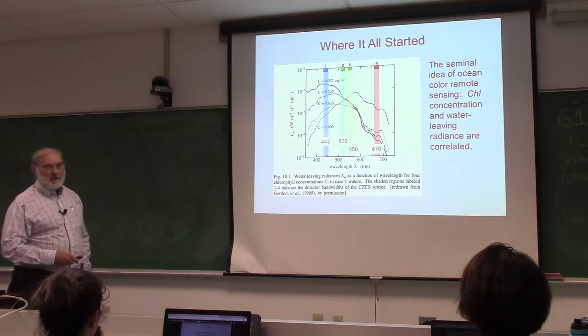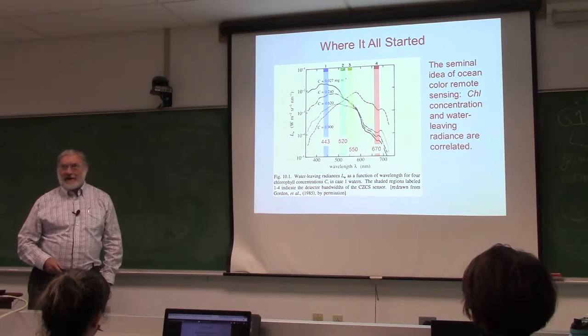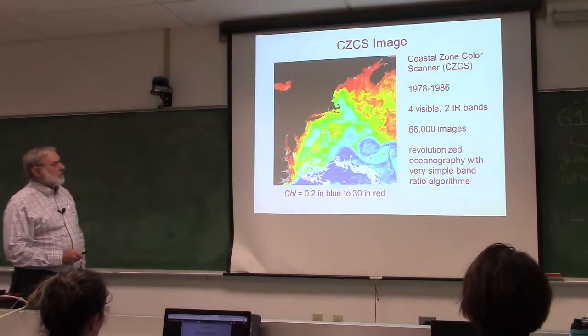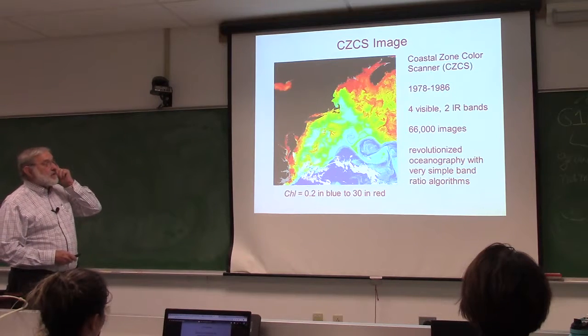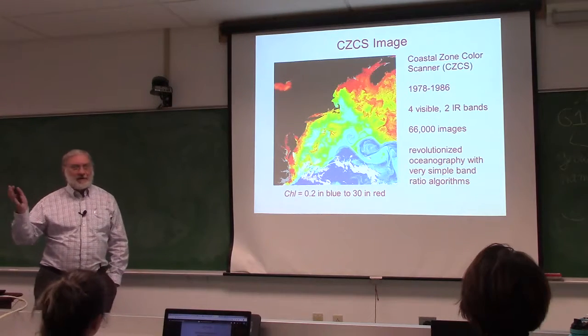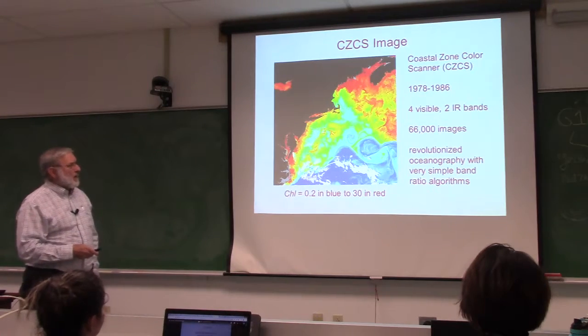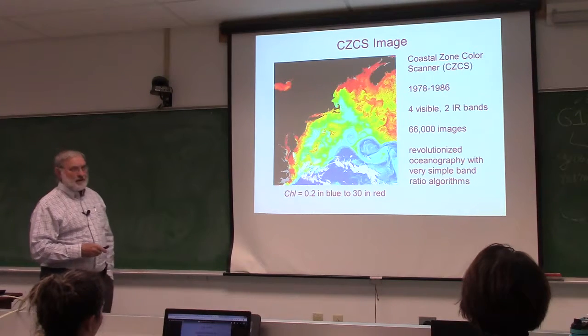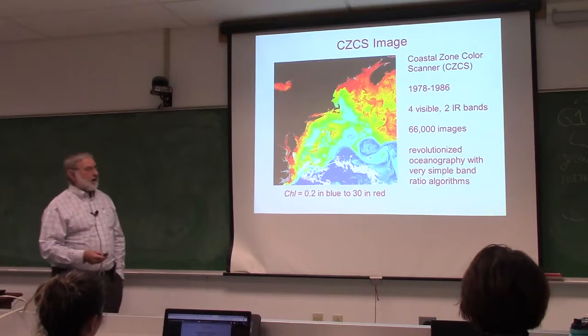But that was the view. I mean, all biology happened on land. Who cares what's going on in the ocean? So anyway, there it got started out. The CZCS instrument flew from 78 to 86. It was only designed to last for a year or something, proof of principle, but it got 66,000 images like this, and it totally revolutionized oceanography.